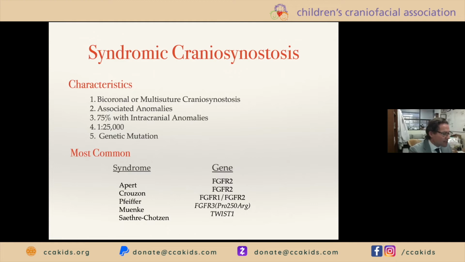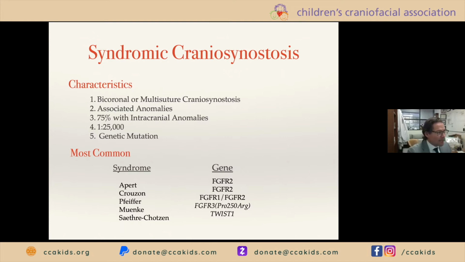So the most common syndromes that we see with syndromic craniosynostosis are Apert, Crouzon, Pfeiffer, Muenke, and Saethre-Chotzen. And these are the genes that are commonly affected with these syndromes. So they usually present with either a bicoronal craniosynostosis or multi-suture craniosynostosis, which essentially means, when we talked about non-syndromic craniosynostosis, the previous topic, that was just one suture. These children usually present with many sutures. And so the complexity of their care is elevated greatly.